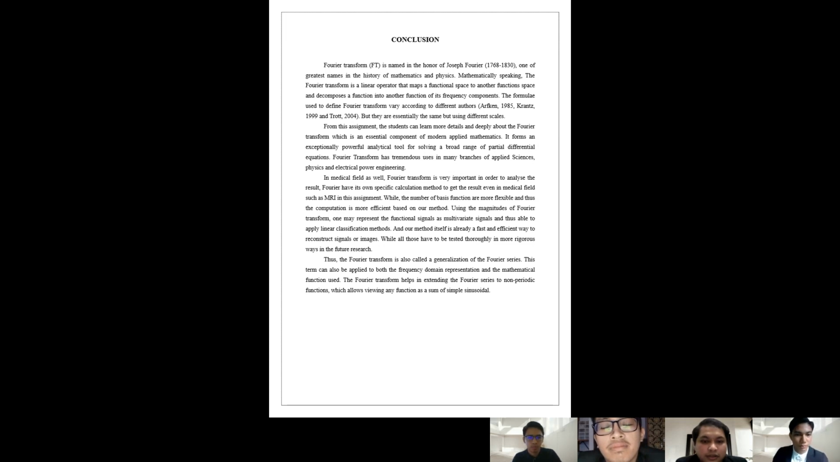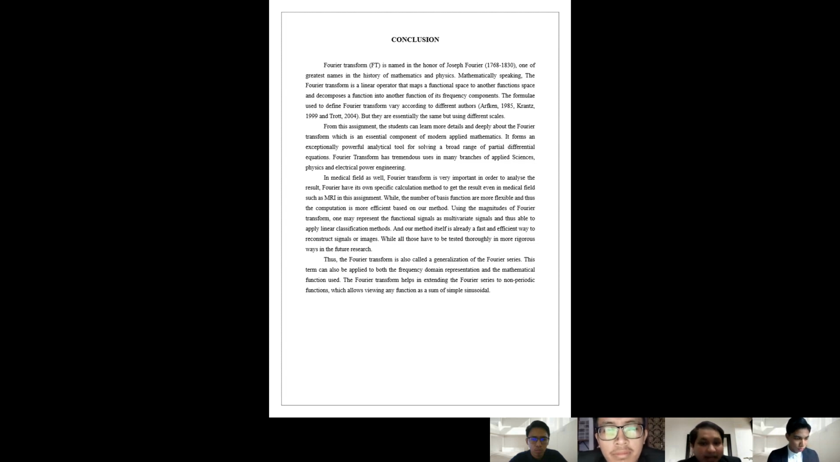Okay, as the conclusion, I will conclude basically what we are doing in this assignment from the start until the conclusion. Fourier transform is named in honor of Joseph Fourier, one of the greatest names in the history of mathematics and physics. Mathematically speaking, the Fourier transform is a linear operator that maps a function space to another function space and decomposes a function into another function of its frequency components. The formula used to define the Fourier transform varies according to different authors. We have like 3 authors, but they are essentially the same, using different scales.